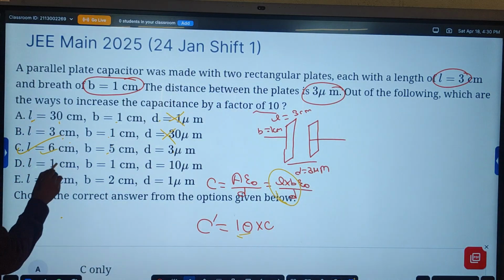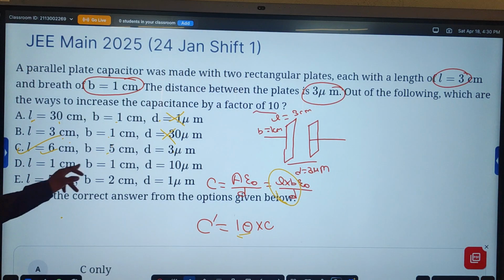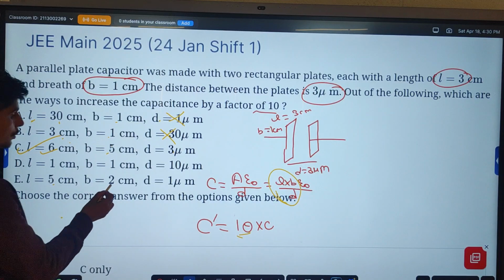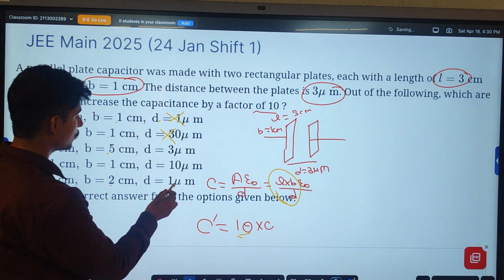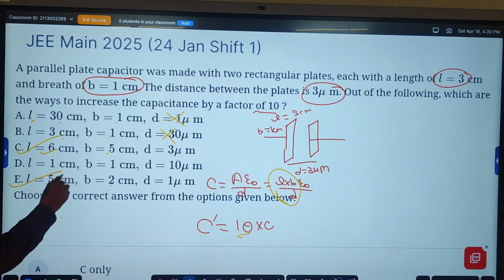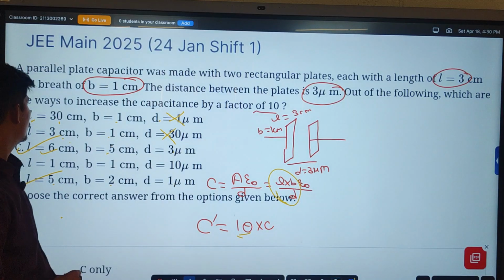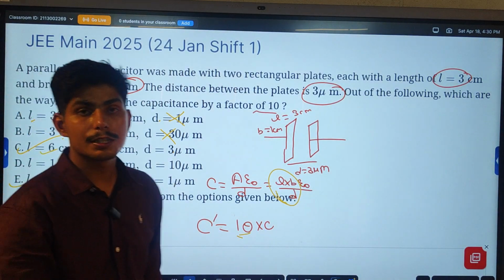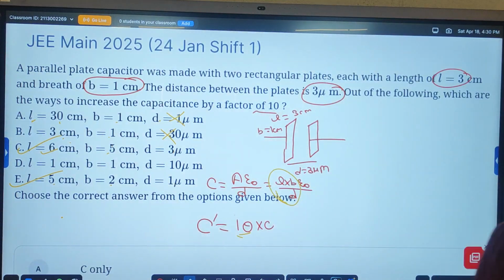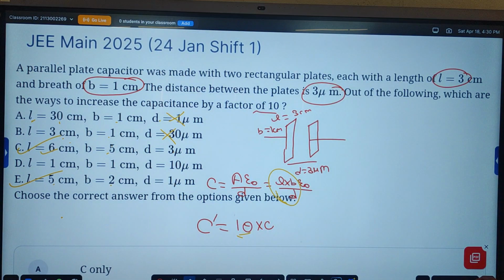Now checking option D, L is equal to 1, B is equal to 1, not possible. Option E, L is equal to 5, B is equal to 2, and D is equal to 1. This also gives 10. So options C and E are the only options which fit this scenario.